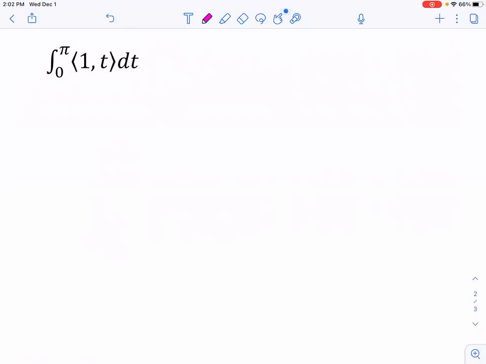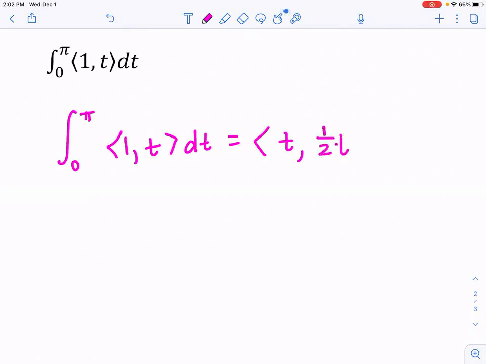Okay, so the integral from 0 to pi of 1 comma t dt. What is the antiderivative of 1? We don't need the plus c since we have a definite integral. T. It's 1/2 t squared, and we're going to evaluate this from 0 to pi.